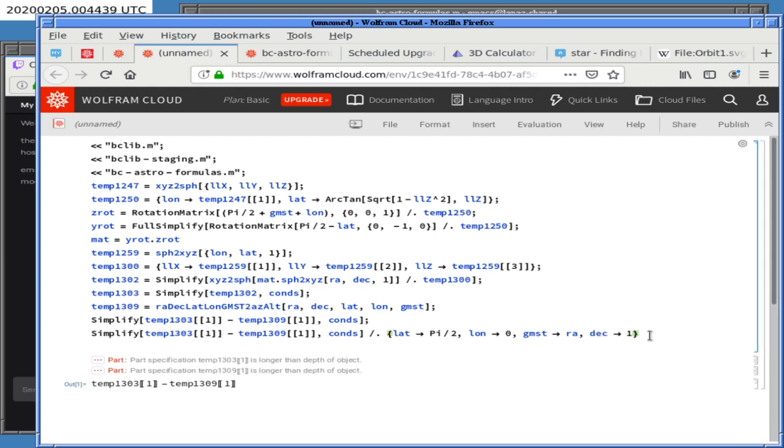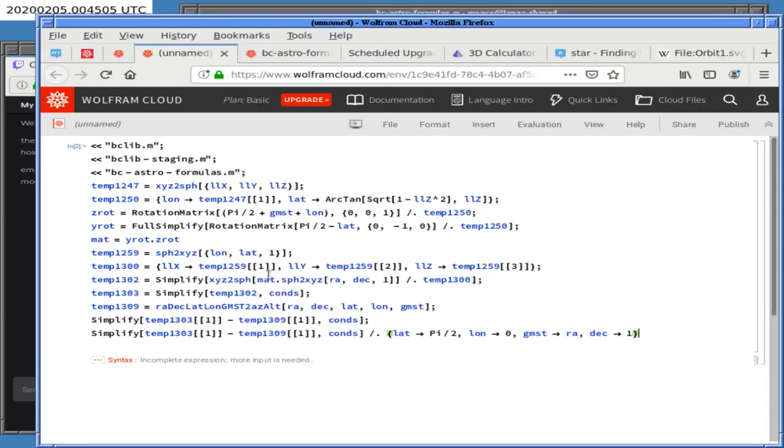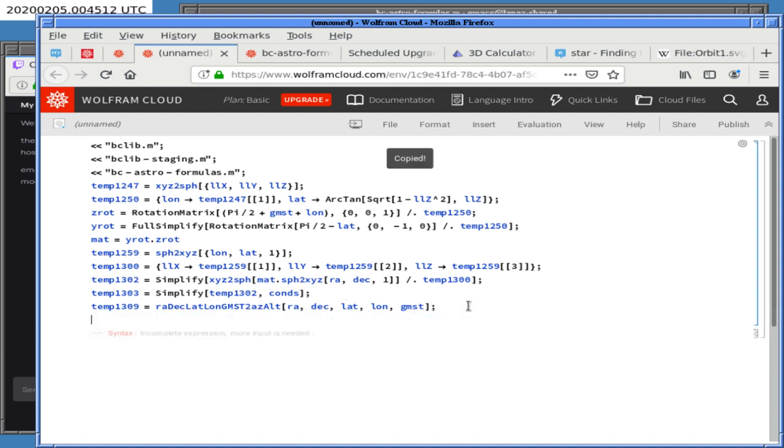Hit return. If we've done this correctly, there should be zero. If we've done this incorrectly, we will see a syntax error. The sad thing is I'm pretty sure this was working at one point. Did I actually miss something in the cut and paste? Great sadness has fallen upon the land. Let's get rid of these two and see if that now compiles.